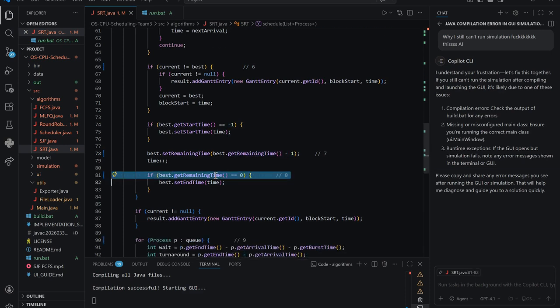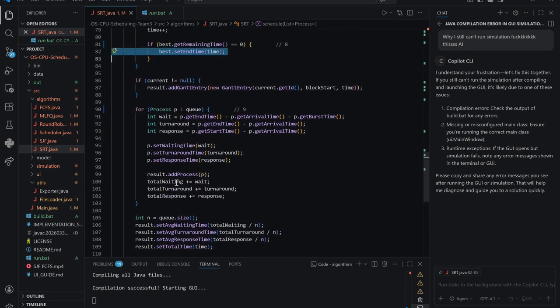For this, it is the completion process: if best dot remaining time equals 0, which means the process is finished, then record end time. So if the remaining time equals 0, the process finishes, and then it records the end time.